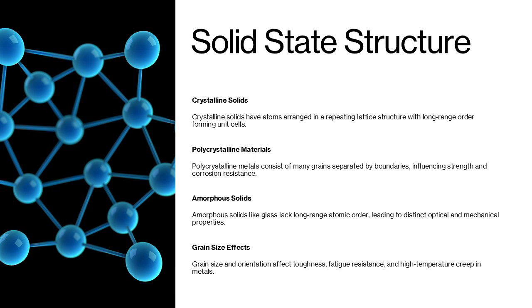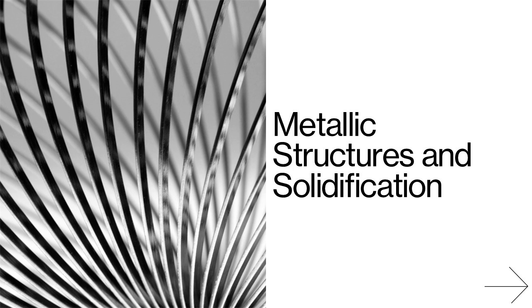Grain size and orientation within polycrystalline materials affect properties such as toughness and fatigue resistance. For instance, fine-grained metals generally have higher strength due to grain boundary strengthening, while coarse grains may improve creep resistance at high temperatures. Understanding solid-state structures is essential for predicting material performance and tailoring properties through processes like heat treatment and alloying. Next, we'll look at metallic crystal structures and how metals solidify. These factors determine mechanical properties and performance in service.